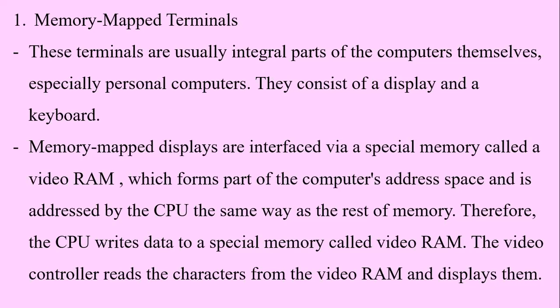Memory mapped displays are interfaced via a special memory that is called a video RAM, which forms part of the computer's address space and is addressed by the CPU in the same way as the rest of memory. Therefore, the CPU writes data to a special memory that is called video RAM. The video controller reads the characters from the video RAM and then it displays them.